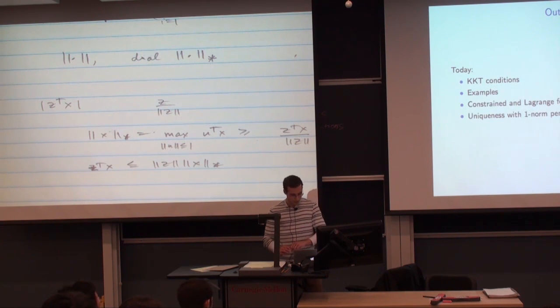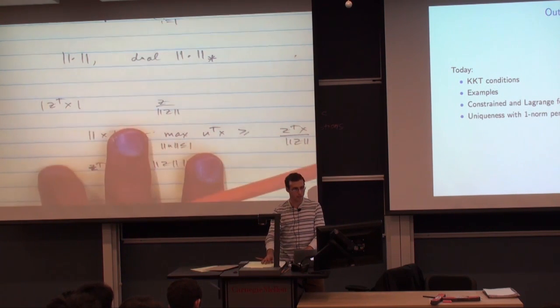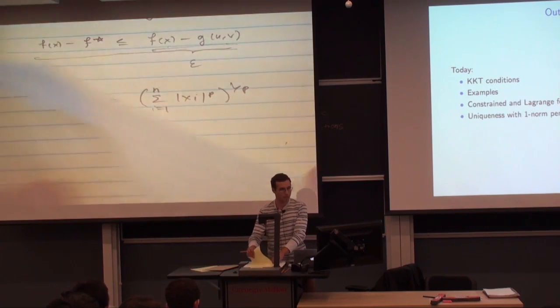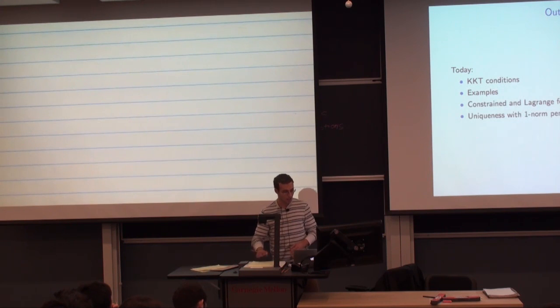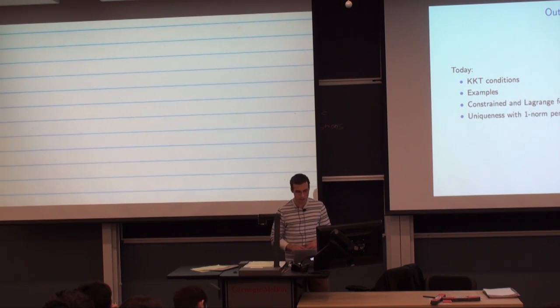So today we'll talk about the KKT conditions, give some examples. We'll go back to a pretty common topic in statistics and machine learning, which is constrained versus Lagrange form of problems. And I'm going to finish with the results on the uniqueness of solutions when we have a one-norm penalty, to give you a somewhat in-depth example of the use of the KKT conditions, less of a toy example.